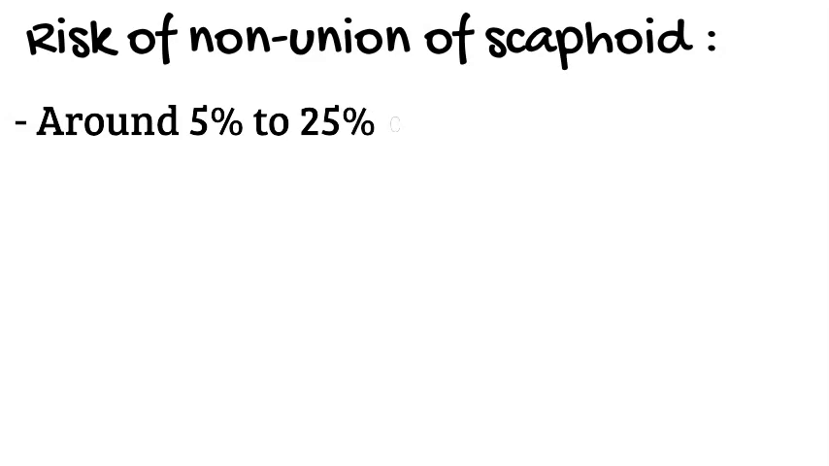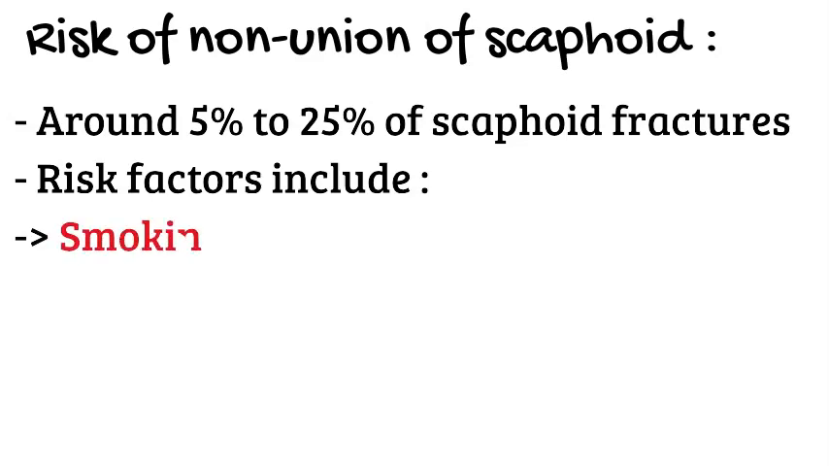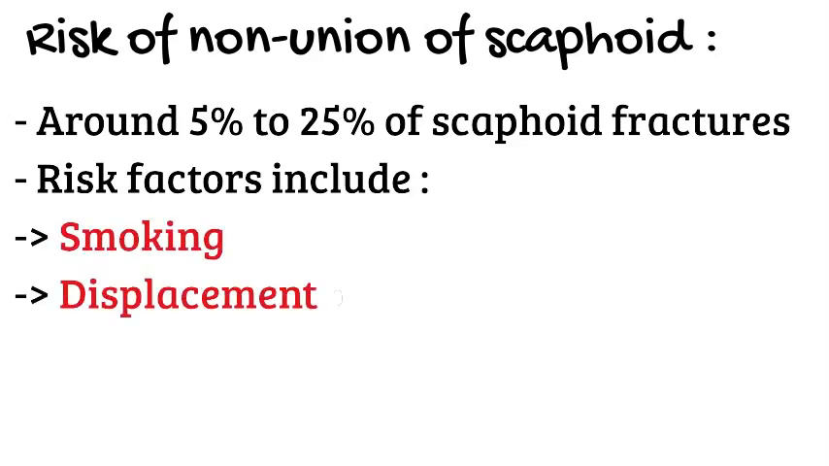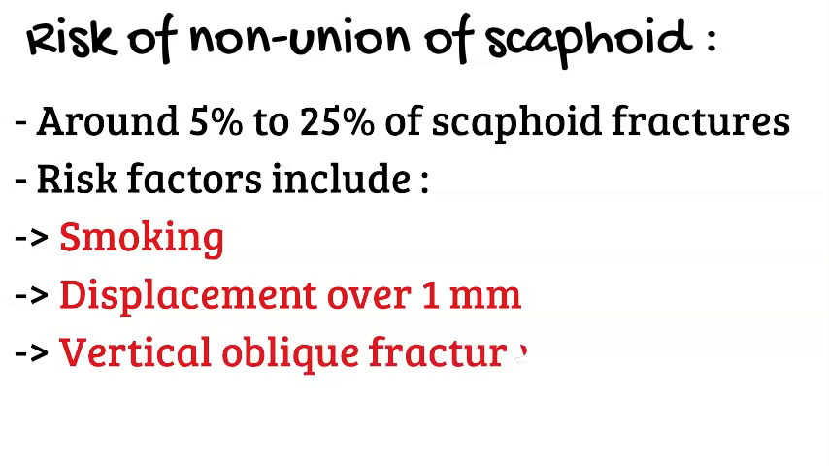What are the risks of non-union of scaphoid? Around 5% to 25% of scaphoid fractures. The risk factors include smoking, displacement over 1 mm, and vertical oblique fracture line.